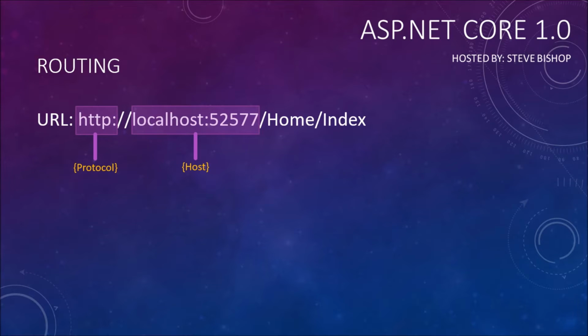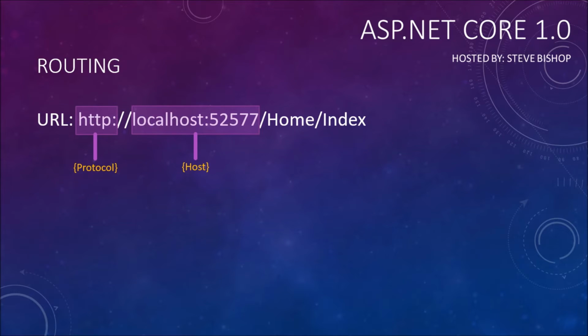Localhost is another name for your local computer. It's kind of a universal name for the local computer that you're running off of. So in this case, localhost is referring to my local computer, which is my development box. Now, IIS Express is hosting this application on port 52577 so that it doesn't collide with any other ports that might be working on my computer.